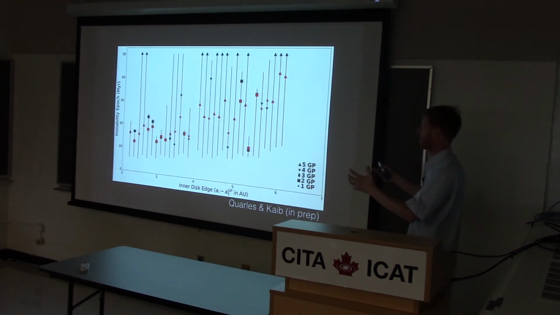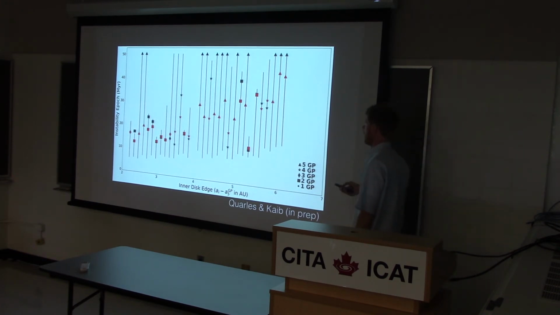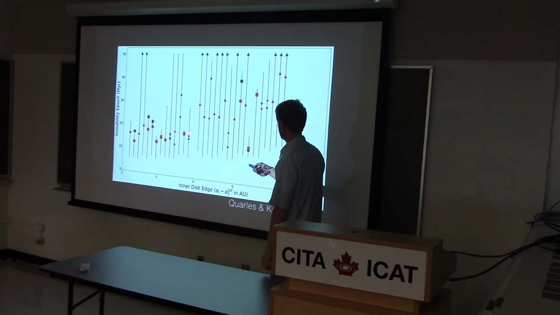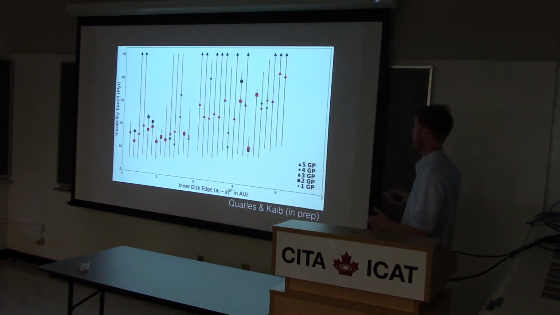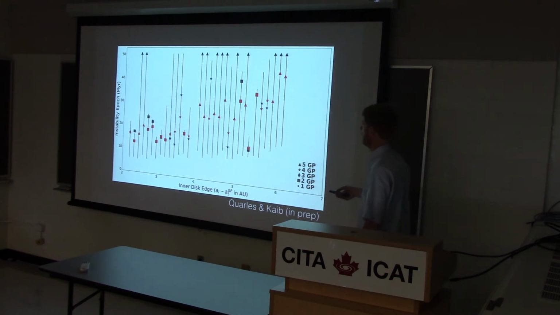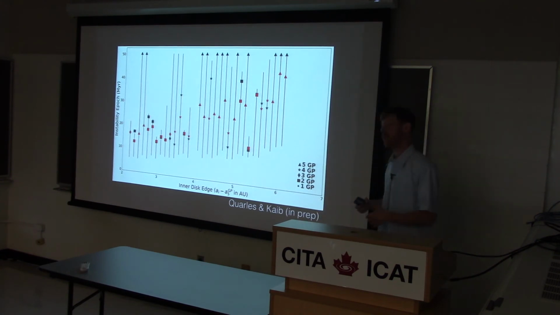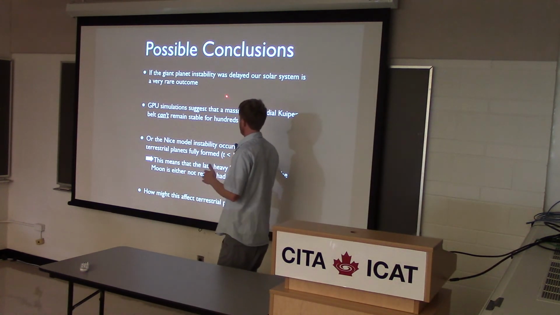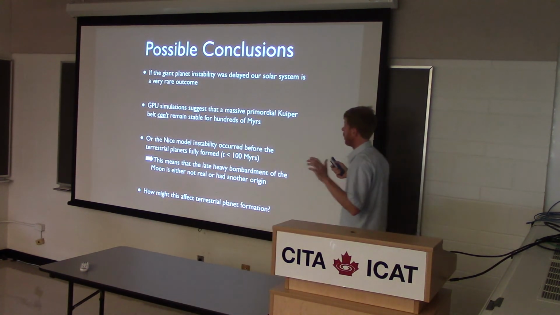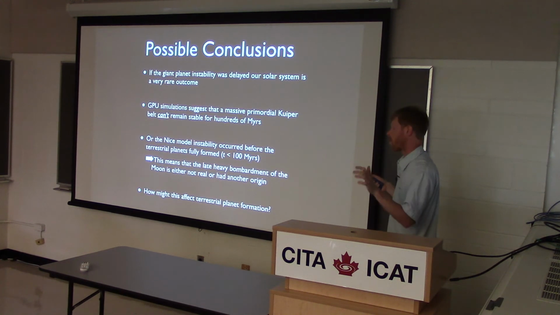And if the planets were to go unstable, they'd wind up in a very different configuration than what we see today. The point of this is that there's a general trend: with a larger gap, you get some increase in instability time, or instability delay. But even for our longest delays, we're only looking at about 30 million years versus about 500 million years. So what we conclude is that if the giant planet instability was delayed in our solar system, it's a very rare outcome.